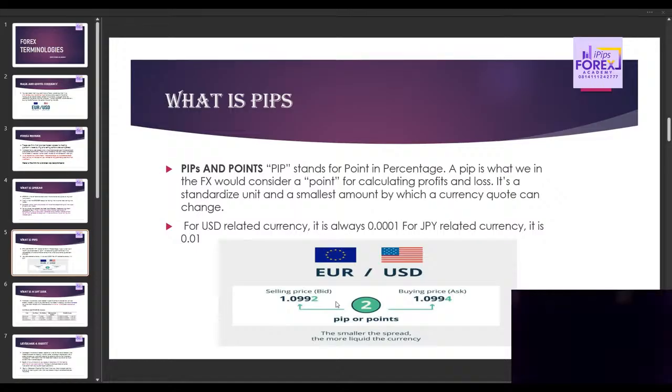Now let's use Naira. The Naira is currently at, let's say, 1,450. If it should move to 1,455, it means it has moved what? 5 pips. Do you not get it? It means it has moved 5 pips. And that's how we count it, and so on and so forth.